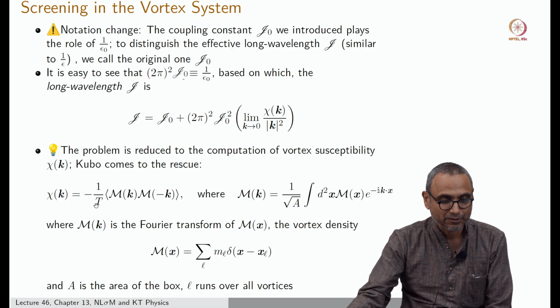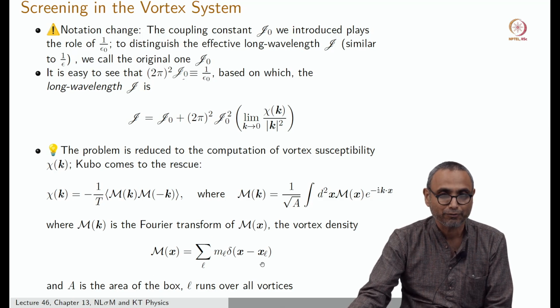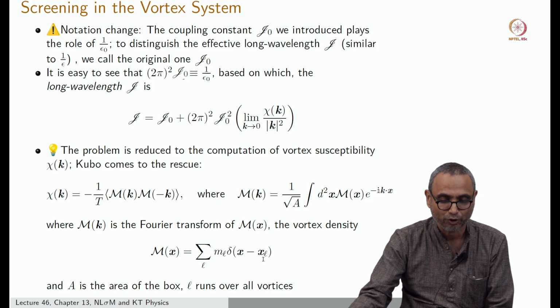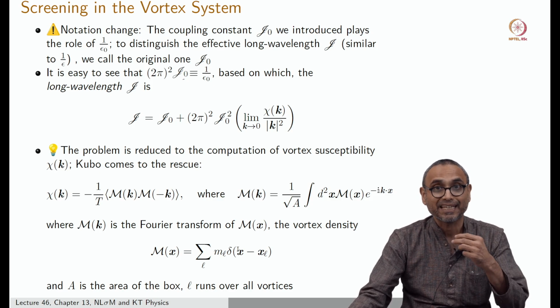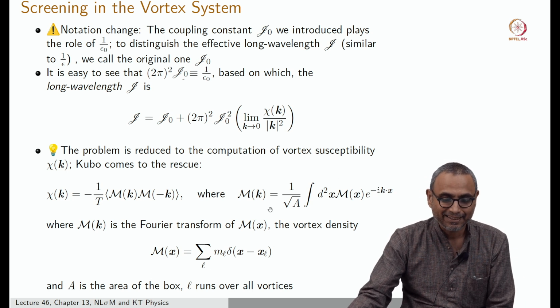So it's minus 1 by T, mk is the density of vortices, Fourier transform of, and m minus k. So you can see that mk is given by the Fourier transform of the vortex density, and vortex density for a given vortex configuration, where vortices are sitting at positions xl, with each having vorticity ml, is this quantity. So you can stick that in here, you can find the Fourier transform and you will get this nice result.